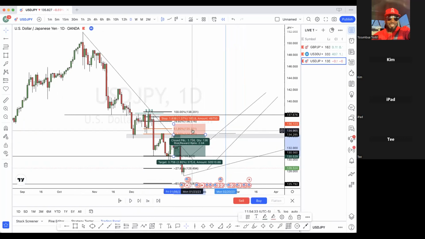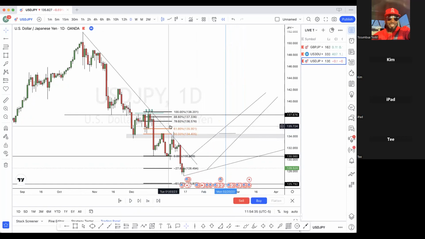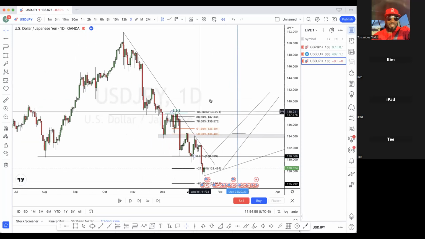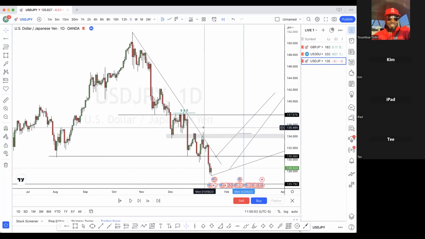Okay. So now this pulled back into your order block. This came to the low, pulled back into your order block, and then sold down to your negative 27. All right, so another trade in the book.